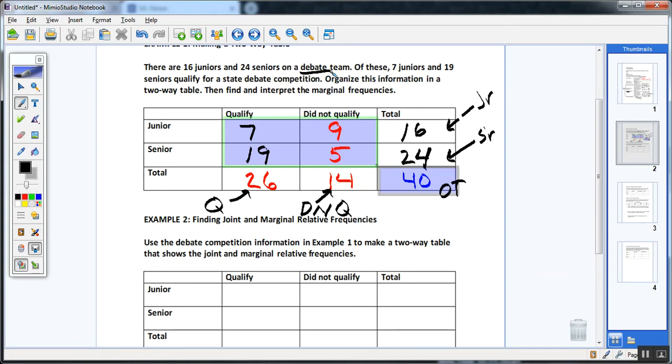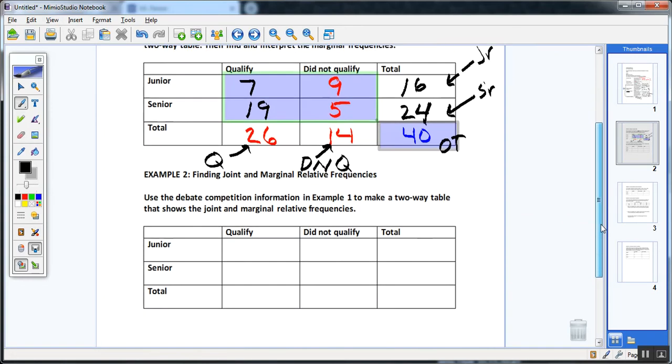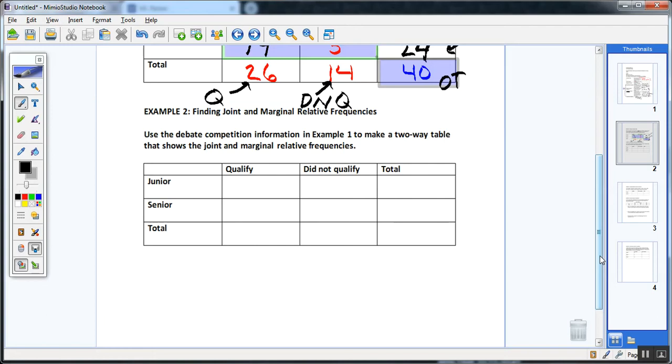Okay. So let's do this. Let's figure out what's going on here in example 2 where we start finding joint and what? Marginal, and then the word right behind that is what? Relative. Relative frequencies. This is where things get kind of tough for kids, okay? But if you can just remember that joint and marginal relative frequencies here, kids, these are all based on overall totals.